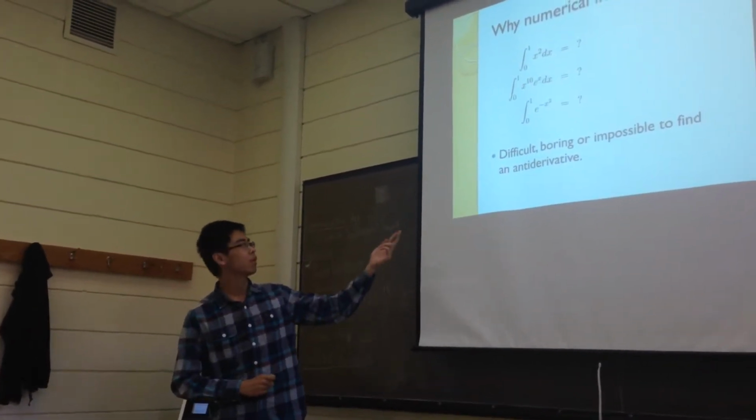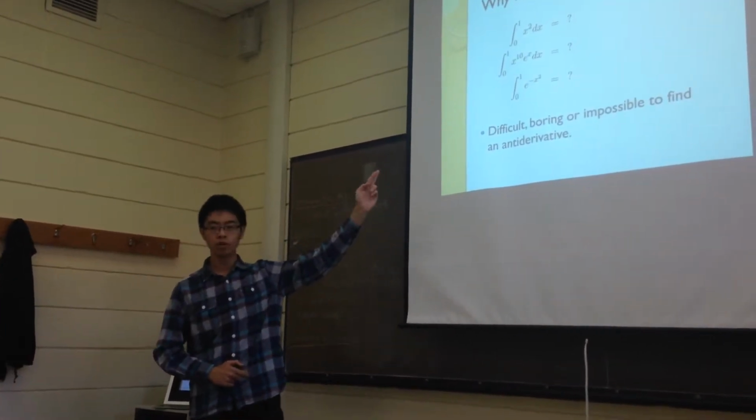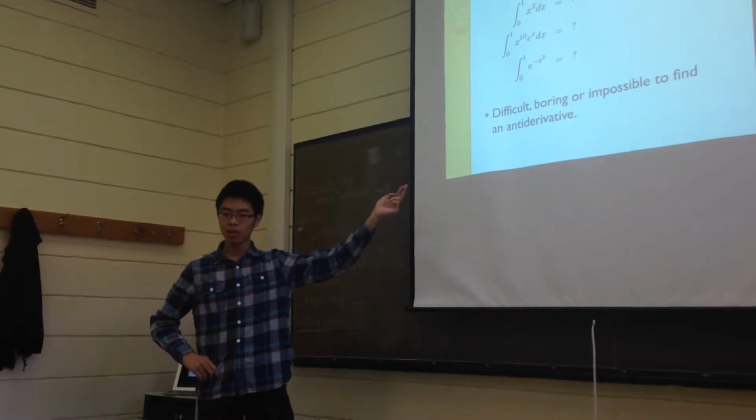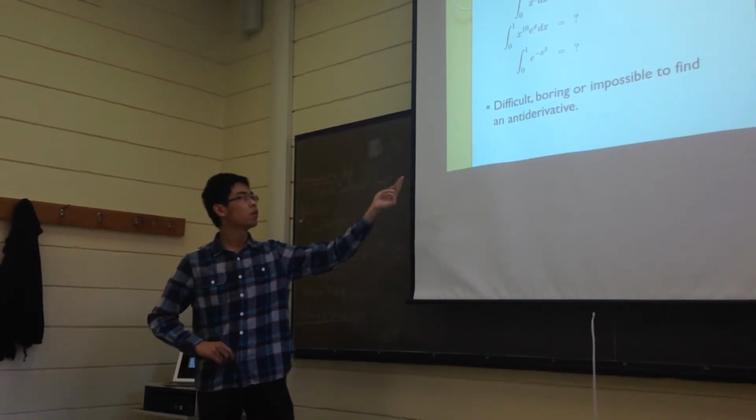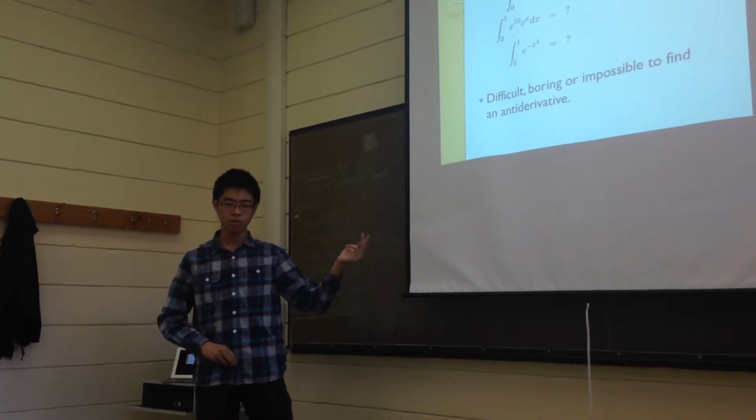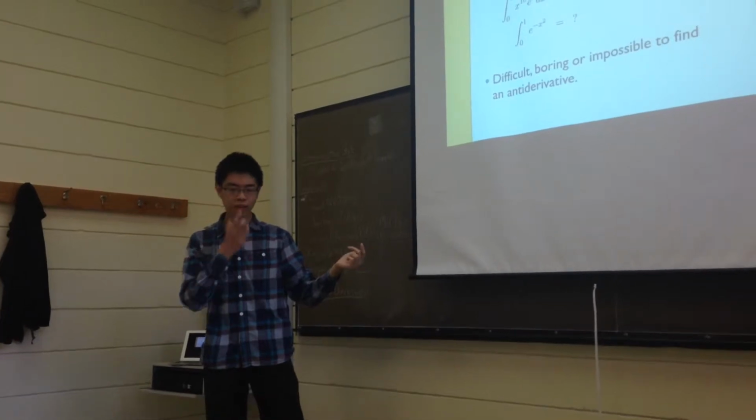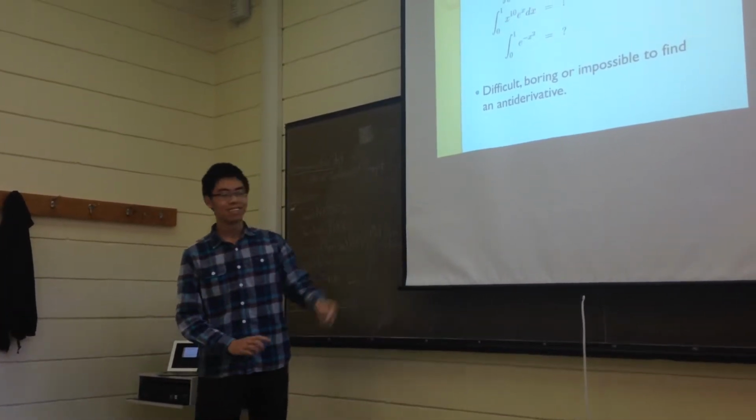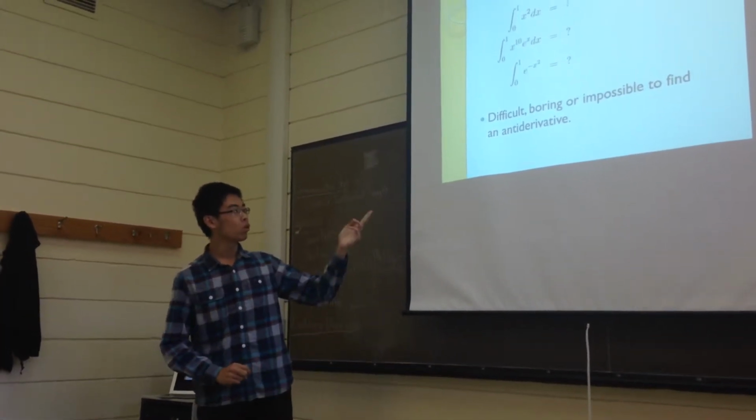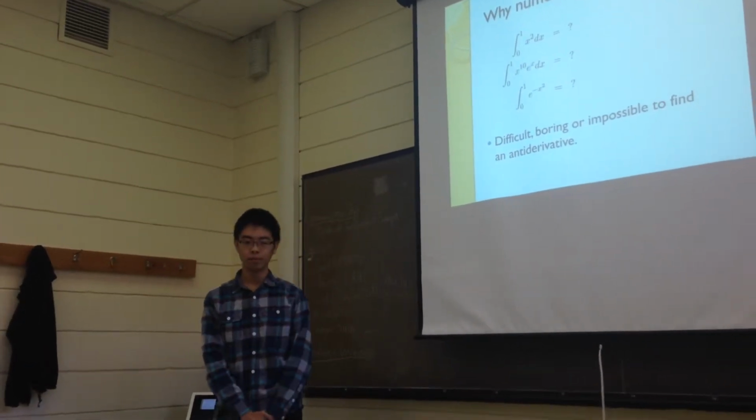But what about the second one? x to the 10th multiplied by exponent of x. This one is much more complicated. We can calculate the integral, say, by integration by parts, but it can be very boring. It is still solvable, but the third one, exponent of minus x squared.